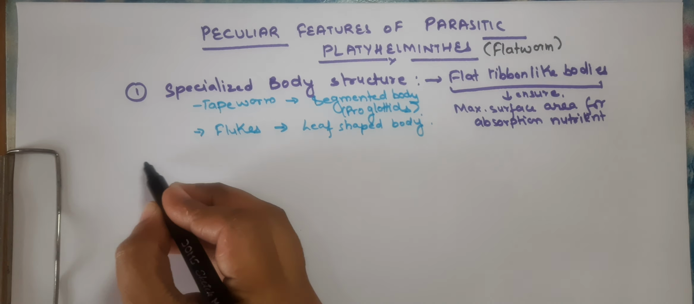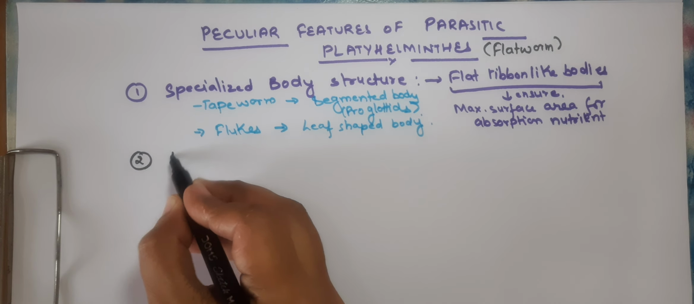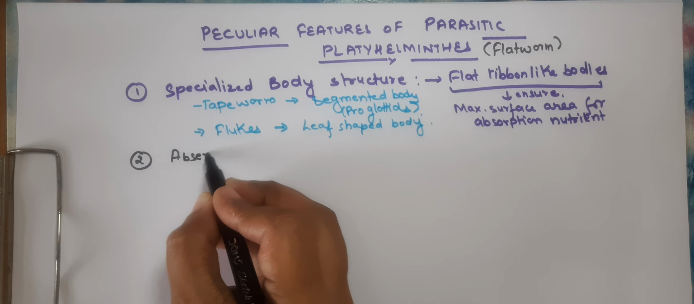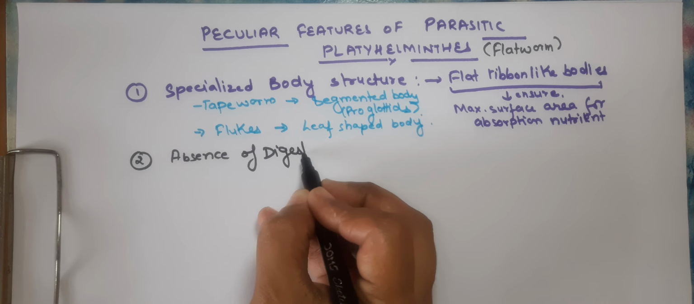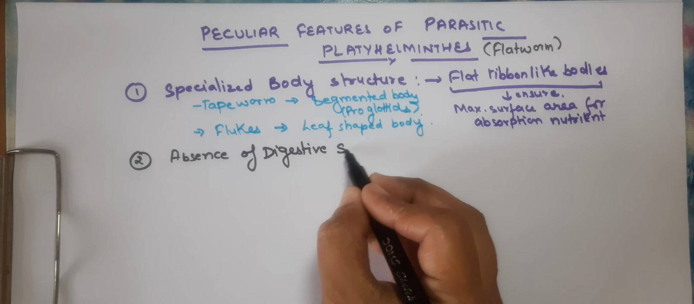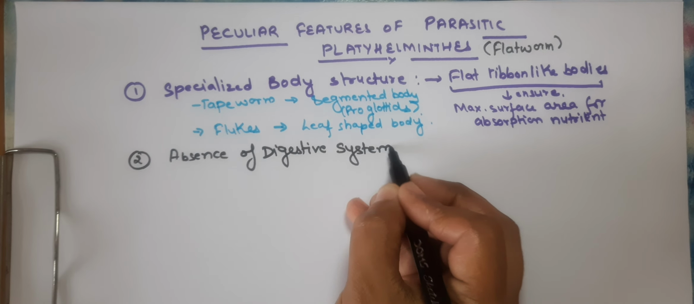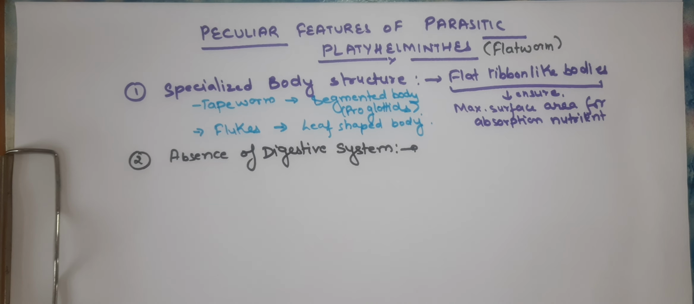The second is the absence of a digestive system. Okay, so many parasitic flatworms will lack the digestive system altogether. Instead, they will absorb the pre-digested nutrient directly from their host through their body surfaces. Okay, through the tegument.